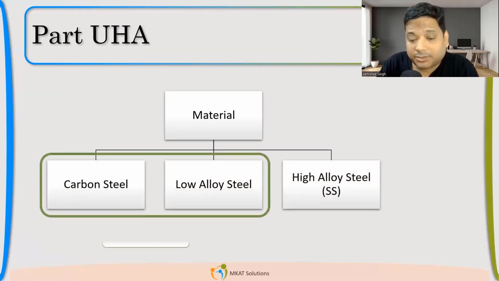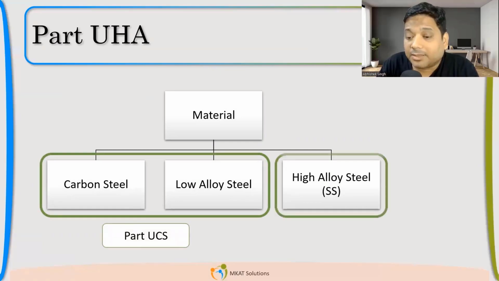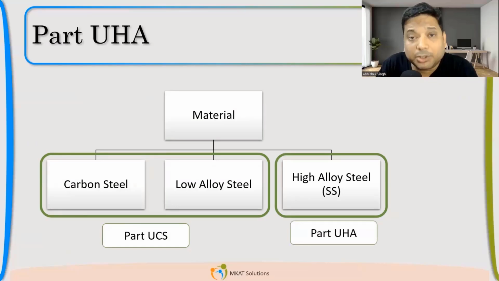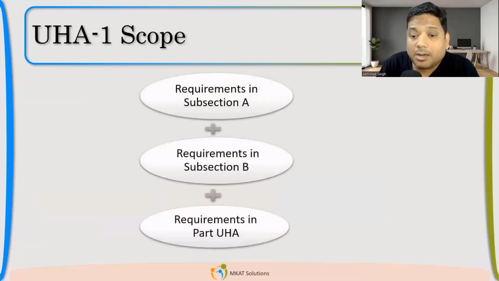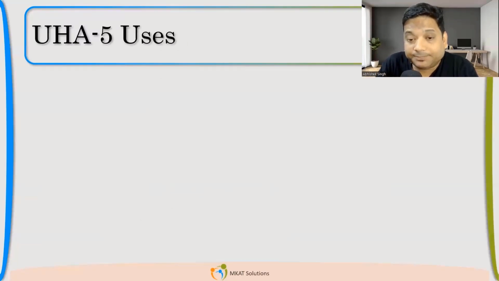Carbon and low alloy steel is already covered in UCS. High alloy steel, which is mainly SS, is what we use for pressure vessel parts. That is covered in UHA. It starts with the scope, like what UHA is applicable for and what requirements are covered in this. Subsection A requirements and also requirements covered in subsection B, all of that will be applied. In addition to that, if any requirement is there in UHA, that also will become applicable.